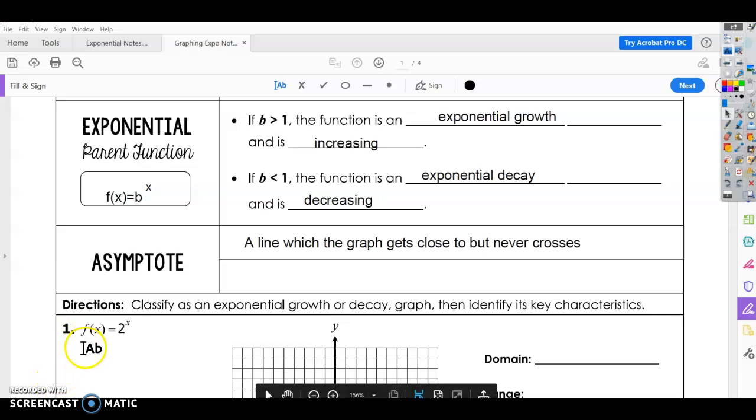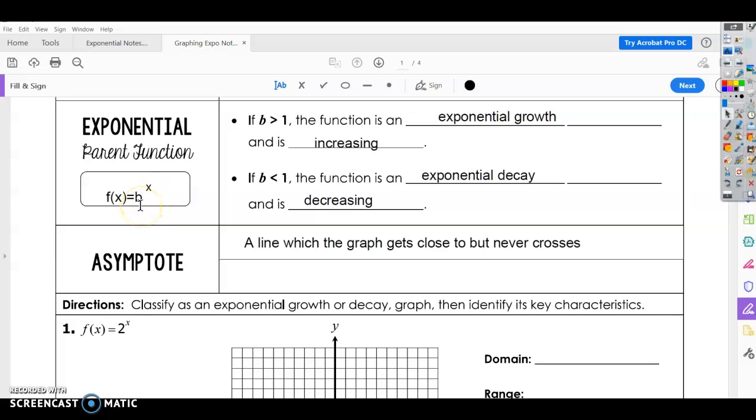All right, we're going to talk about exponential functions and look at their graphs today. So the first thing we need to do is remember the exponential parent function. Remember, the parent function is the most basic form of a function of the same type, same shape, and what it looks like on the graph.